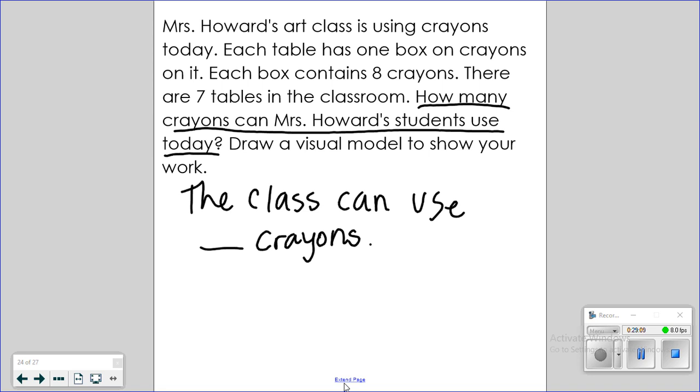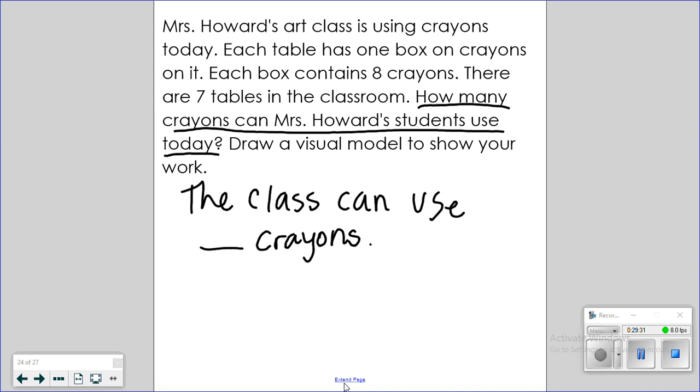This is an answer sentence. There's no math. Just literally, what are we going to be counting today? Tables, crayons, Miss Howard's, boxes, art. What are we counting? We're counting crayons.